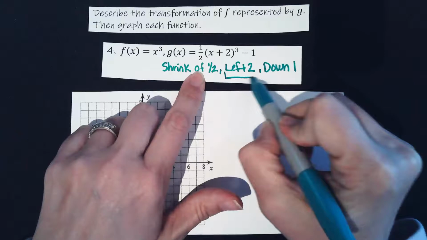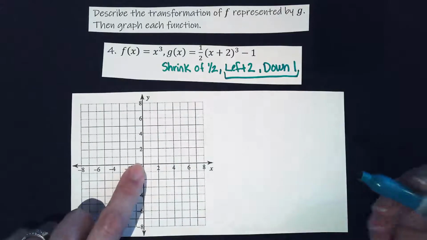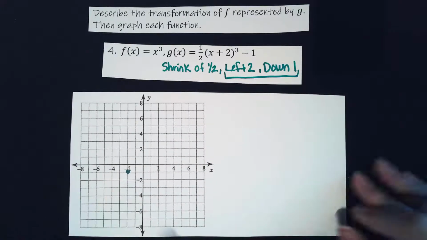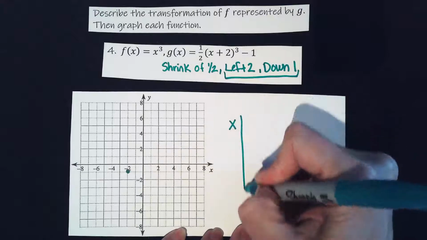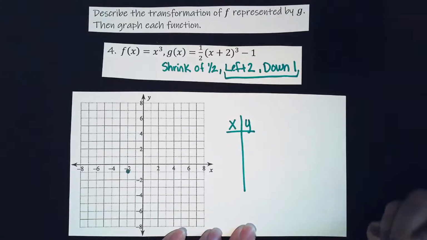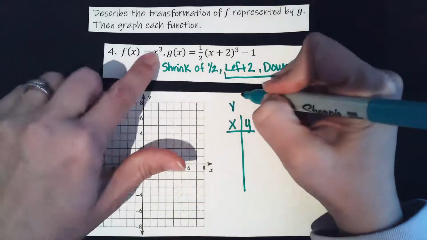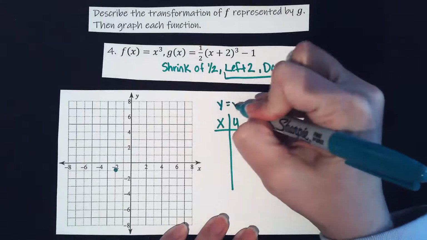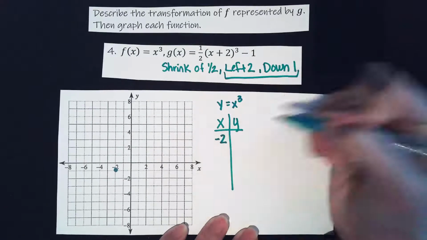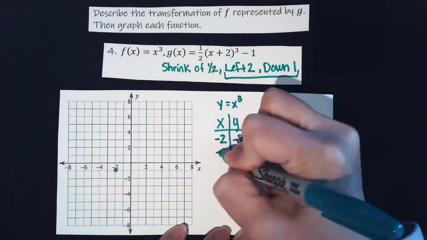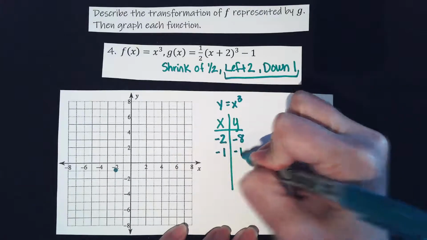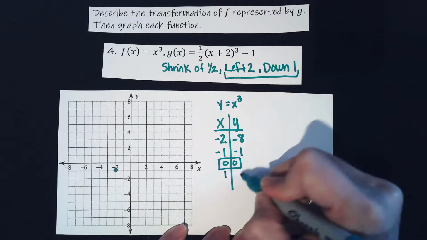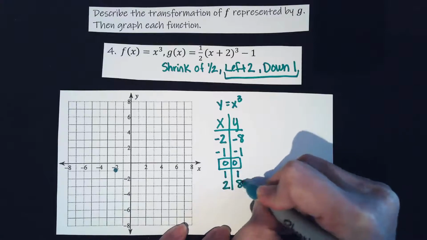So I use these to get my starting point. From 0, 0, I'm going to go left 2, down 1, and I get a starting point. Then I get the other points I'd like to graph. Remember, the parent function is x cubed, and you can always just look at the power of the function you have. If I cube -2, I get -8. If I cube -1, I get -1. 0, 0 is going to be our starting point. If I cube 1, I get 1, and if I cube 2, I get 8.